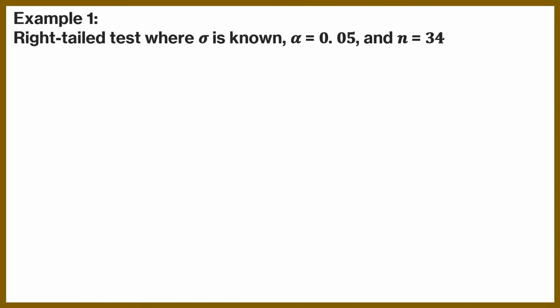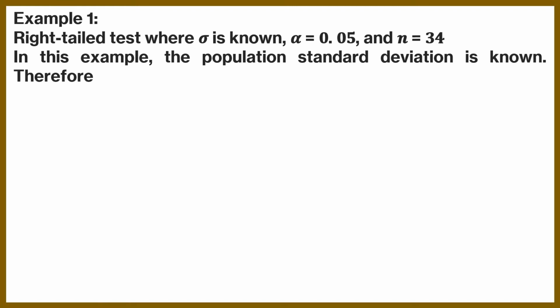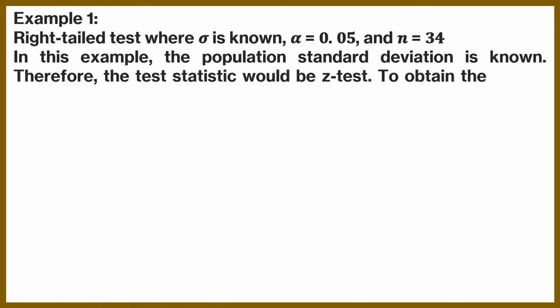Next, proceed tayo. Okay, let's have example 1, the right-tailed test where the standard deviation of the variance is known. Our level of significance is 0.05 and our sample size is 34. So sample size 34 is greater than 30. Therefore, we use the critical value of the Z distribution. In this example, the population standard deviation is known. Therefore, the test statistic would be Z test.